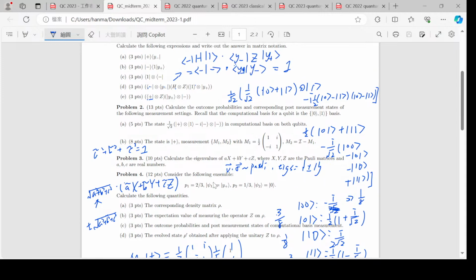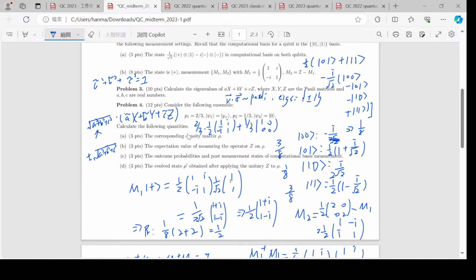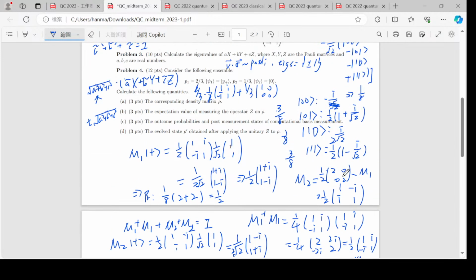So the projector onto y plus is actually n1. So we have 2 over 3 times this 1 over 2, this 1i minus i1, and plus, so the density matrix is this thing, and 1 over 3, and the projection onto 0 is just 1, 0, 0, 0. And so the number is actually nice here. Okay, and so the total number is okay.